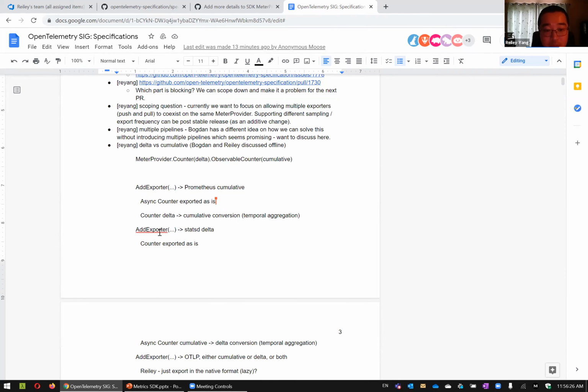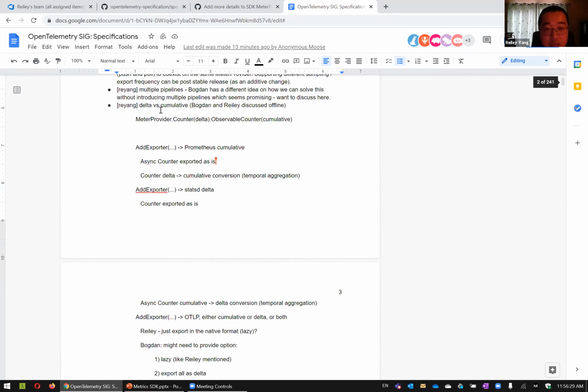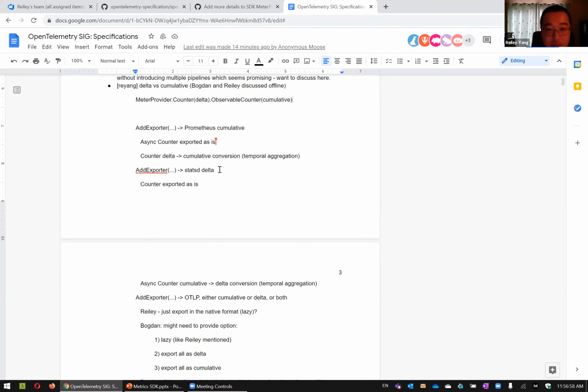Okay, moving to my last topic. So I talked with Bogdan yesterday about the delta versus cumulative. This is a question I received when I sent the view PR, because people ask, hey, when I define something, whether it's a view or I use the exporter, do I have the flexibility to specify I want to export the data as cumulative or delta for sums or like histograms? So here's my thinking. I'll explain that to you.